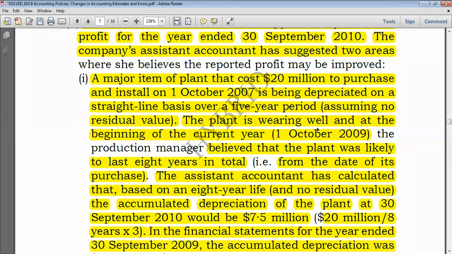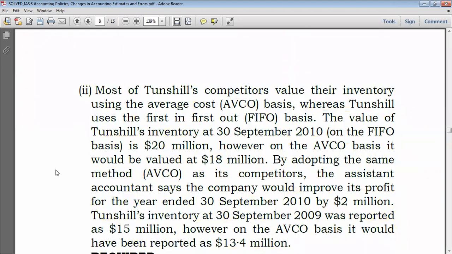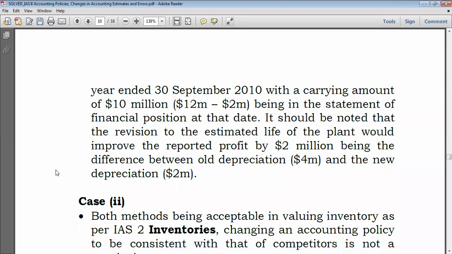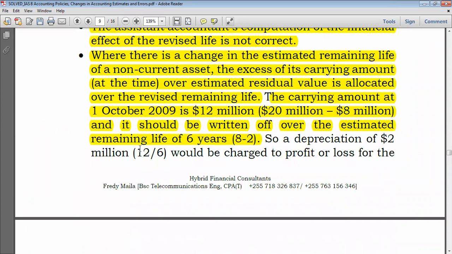Here, listen, the plant is wearing well, and at the beginning of the current year, the production manager believed that the plant was likely to last 8 years in total. Even if they said the plant was revised and found to have a revised useful life of 8 years, you would have to subtract 2. But if they said the plant had a remaining useful life of 8 years, that 8 years was the remaining. That means 2 years were already deducted. That means actually the revision was actually 10 years, but 2 years were already deducted. So be very careful with the word remaining. If you find the word remaining, you do not have to subtract these other years.